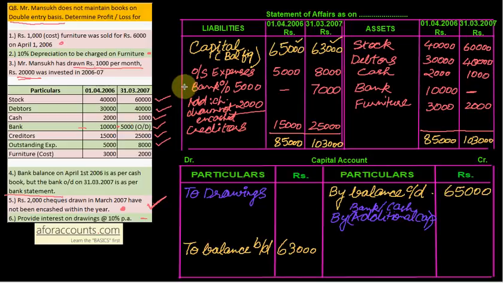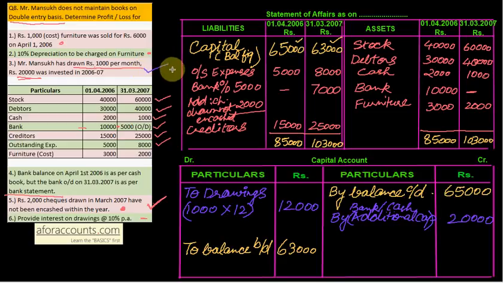Now where are the drawings stated? See, it is written here that Mr. Mansukh has drawn rupees 1,000 per month. Rupees 20,000 was invested in 6/7. So drawing 1,000 per month, that will be 1,000 into 12 is equal to 12,000. And 20,000 was invested means 20,000 is your additional capital. So this particular adjustment, point number 3, is also done.